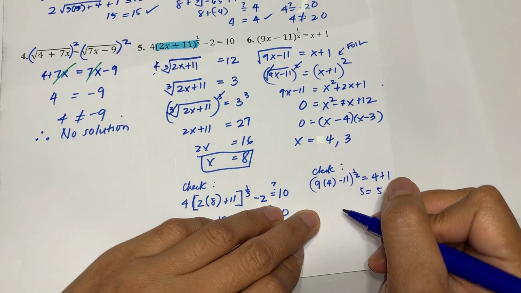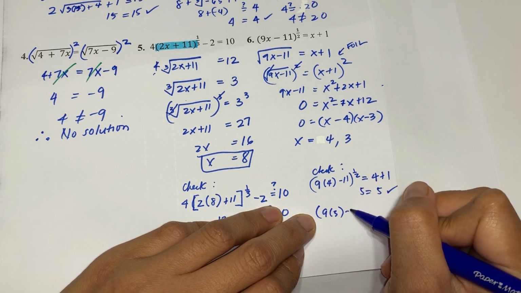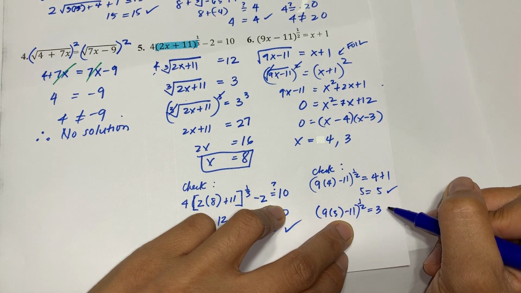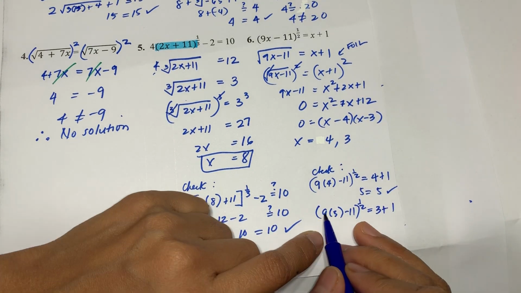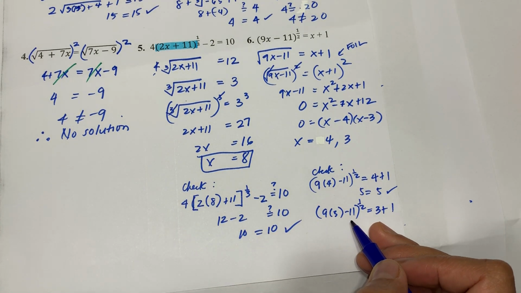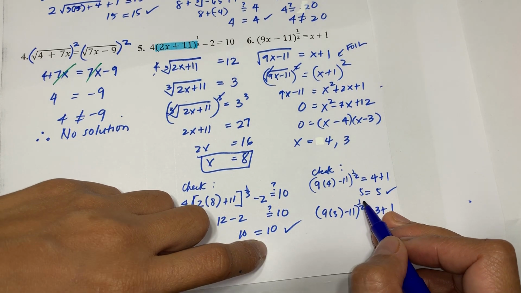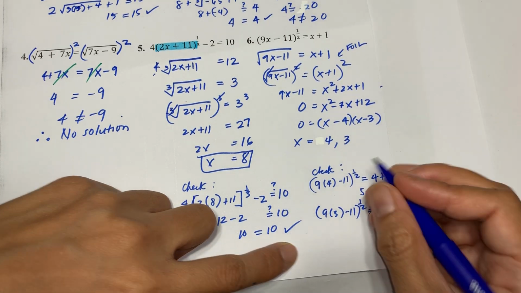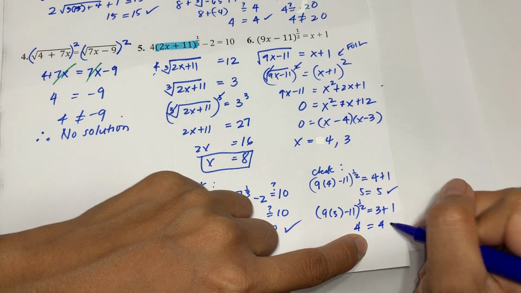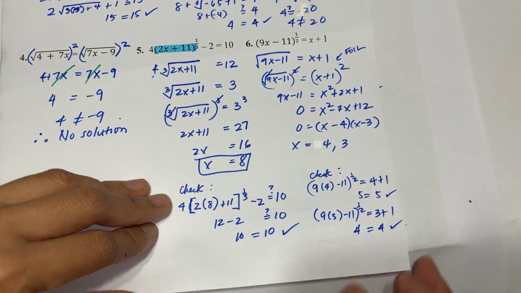And then same thing here. Plug in a 3 this time. 9 times 3 minus 11 to the 1/2 equals 3 plus 1. 9 times 3 is 27. 27 minus 11 is 16. 16 to the 1/2 is the square root. Square root of 16 is 4. 4, does it equal 4? Yes. Okay, so that's equations.